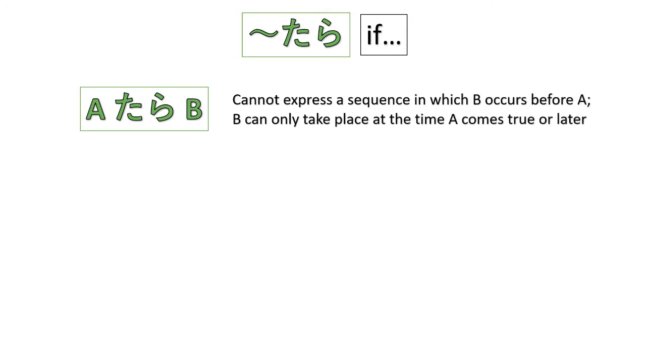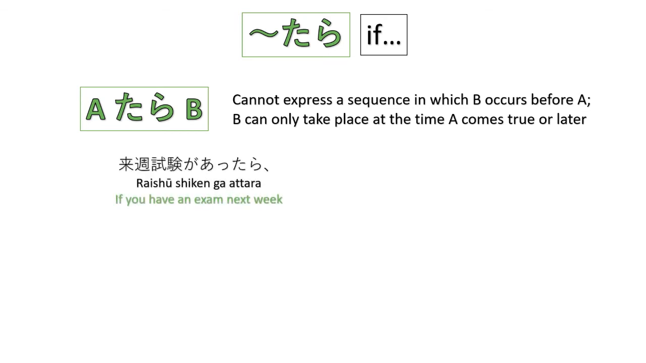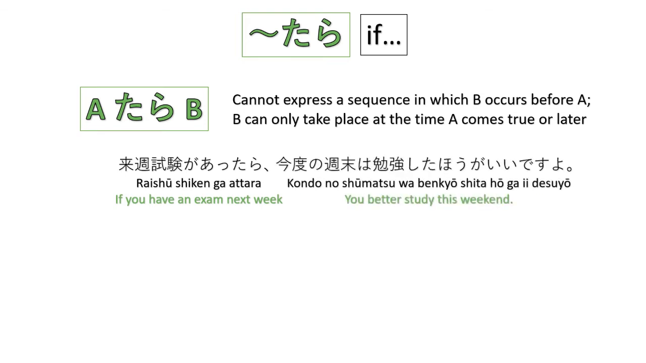Now, we cannot express tara in a sequence in which B occurs before A. B must only take place at the time A comes through or later. For example, Raishu shiken ga attara, kondo no shumatsu wa benkyou shita hou ga ii desu yo. If you have an exam next week, you better study this weekend.